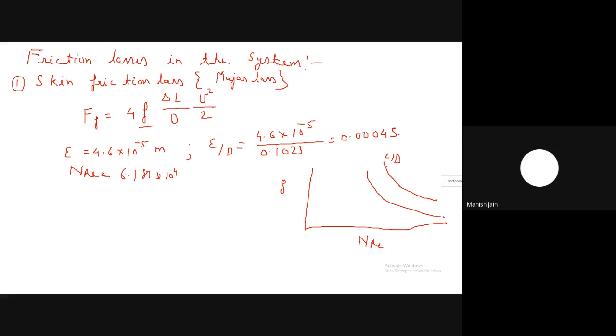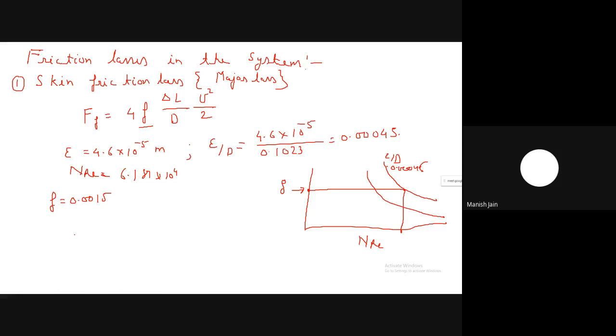Suppose this is the psi by d equal to 0.00045. Just move from the NRE value 6.181 multiplied by 10 to the power 4, take this value, go up to the psi by d curve, then move in the horizontal direction. You will get the value of f. So take the value of f and substitute here. The value of f will come as 0.0015. This is the value of f at this Reynolds number and psi by d value.